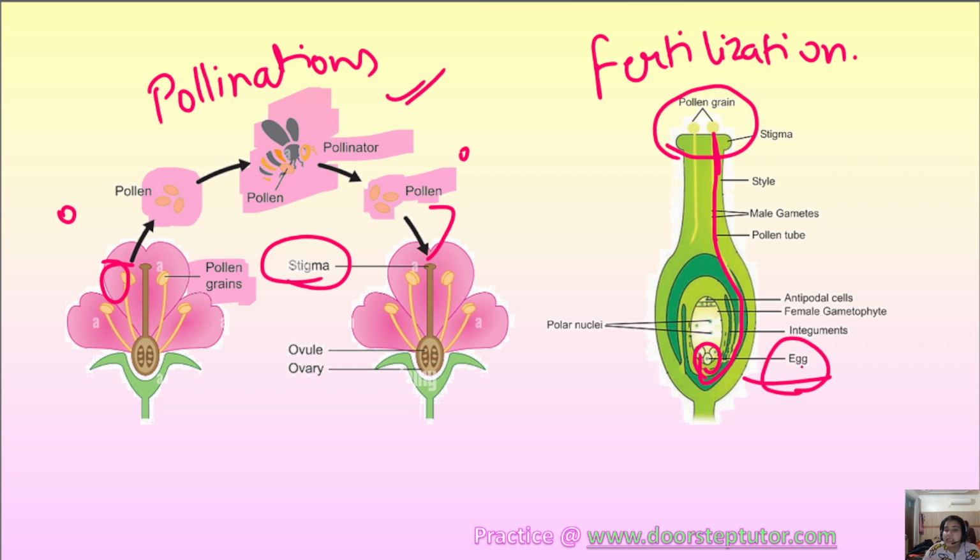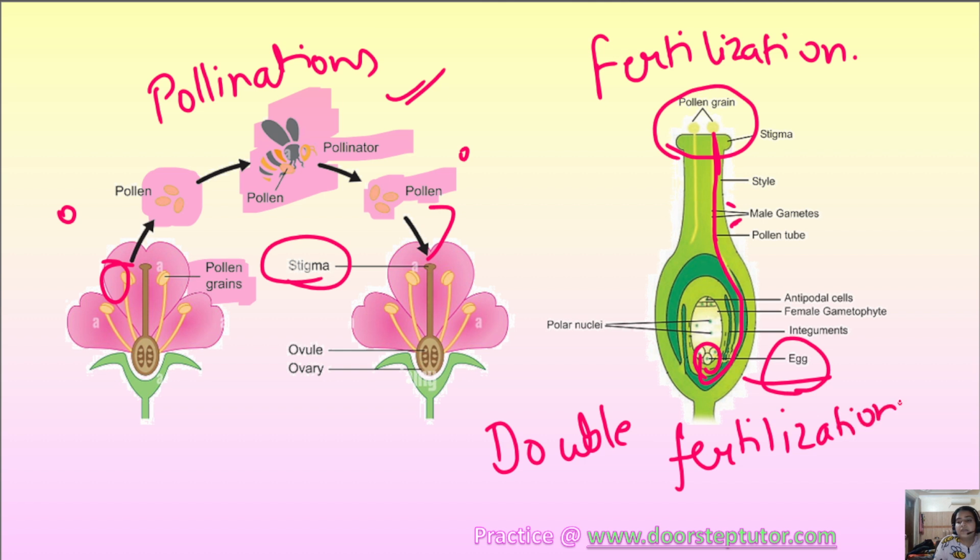In this case, double fertilization takes place. Basically, two male gametes are present, indicated by two arrows. One will fertilize the egg, while the other will fuse with the polar nuclei, and this will give rise to the endosperm. Because two fertilizations are occurring here, we use the term double fertilization. So these were some basic differences between pollination and fertilization.